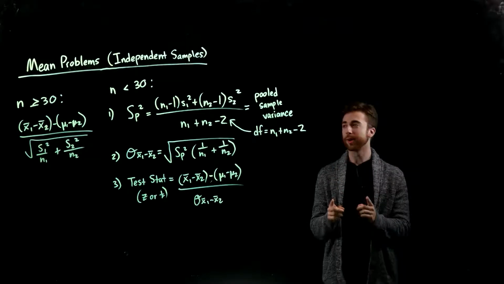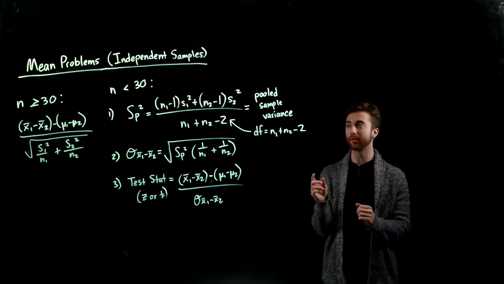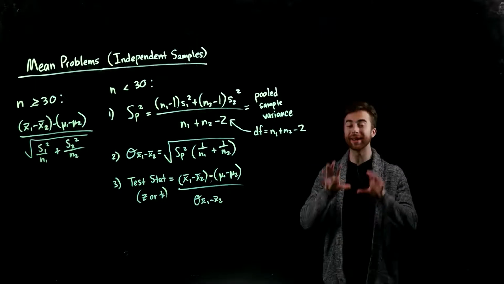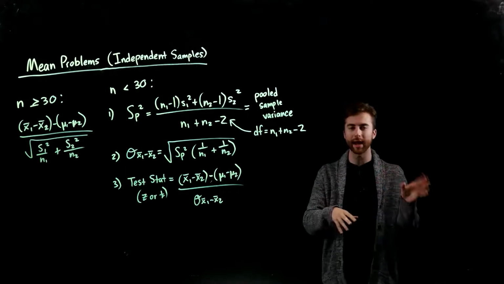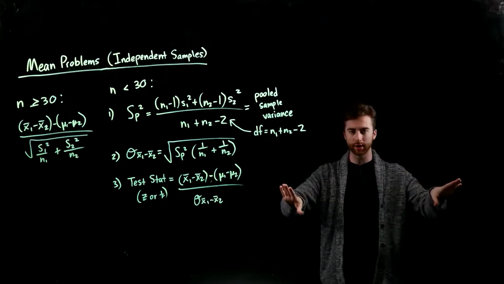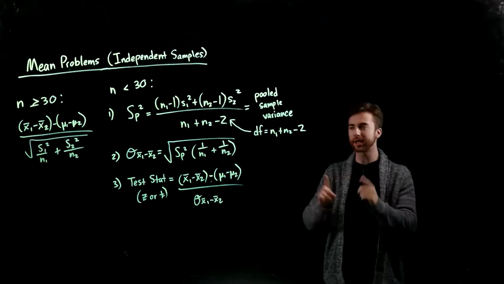Okay, so what we're going to talk about first is how to find the test statistic whenever we have a mean-based problem and they're independent samples. So not a matched paired sample where we introduce a treatment and it's a before and after. We have two different groups, two independent groups with their own treatments. Here's how you solve for it.